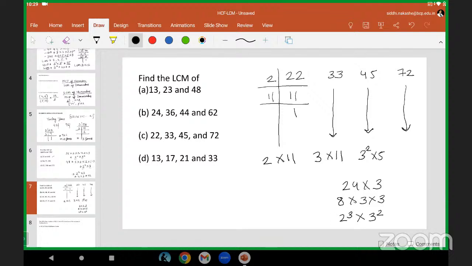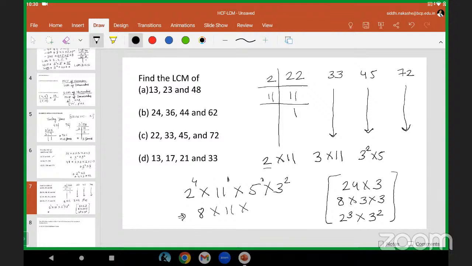So now we have to select all the unique numbers, that is 2 with the highest power, 11, 5 and 3. Now let's select the highest power over here. For 3, the highest power is raised to 2. For 5, it is 1. For 11, it is 1. And for 2, it is 2 raised to 4. So now we'll multiply all these numbers, that is 16 into 11 into 5 into 9, and you will get the answer. So here are some other questions you can solve.